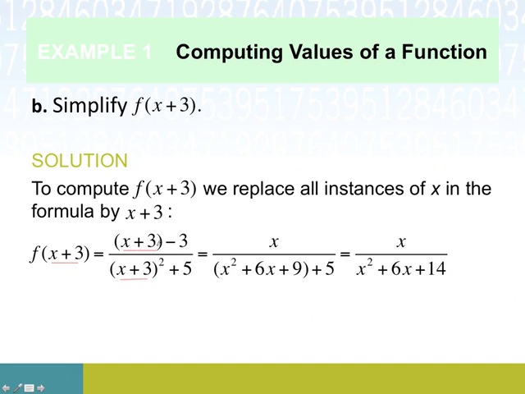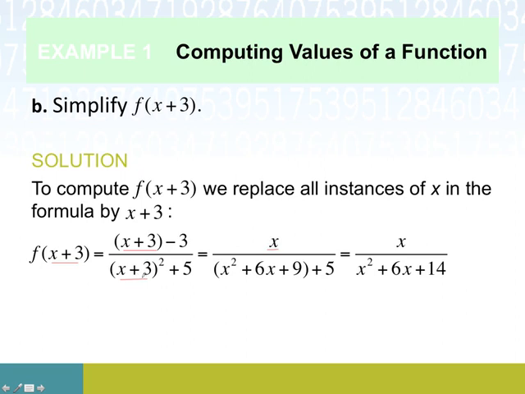This is not especially important on top. We could do without the parentheses here. x plus 3 minus another 3, that's the same with or without parentheses. We just get x. On the bottom, though, it's much more important. x plus 3 all squared is very different from x plus 3. Oh, by the way, square the 3.